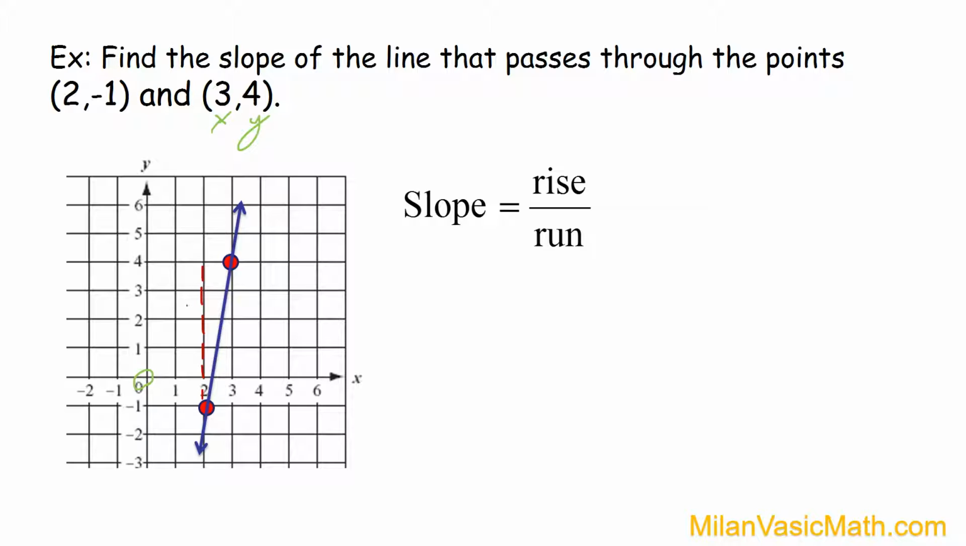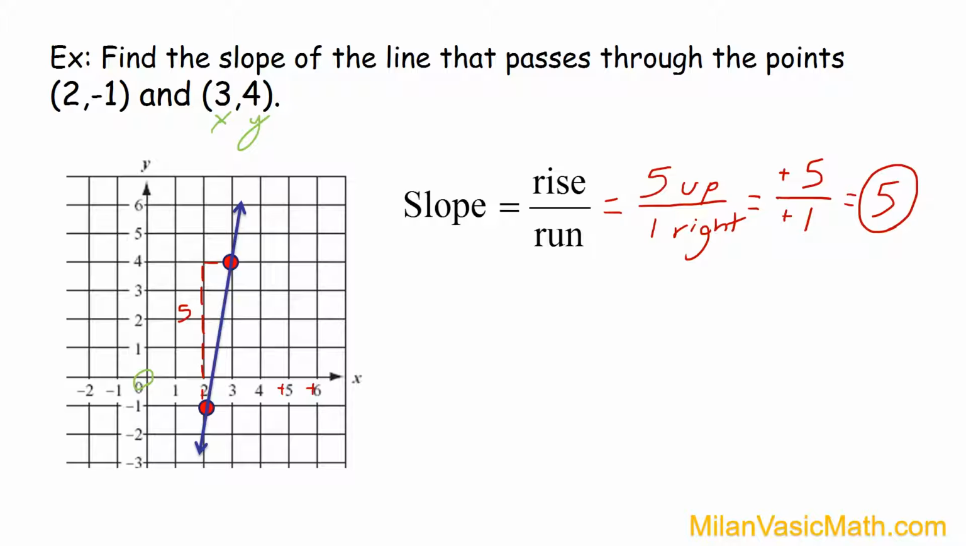Okay, so I went 5 up, and then 1 to the right. Up in the coordinate plane is positive, so that's positive 5. Right in the coordinate plane is also positive, because these numbers here are positive. 5 divided by 1 is 5. So there we have it. The slope of that line is 5.